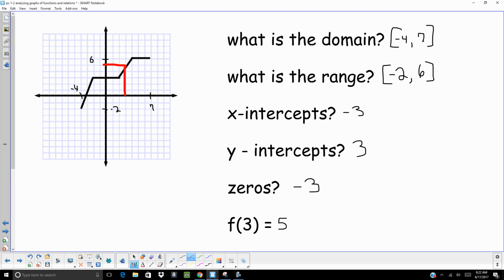All right, the domain on this is from -4 to 7, and there's no open dot. It includes everything there. The range is from -2 to 6. My lowest y value is -2. My highest y value is +6. My x-intercept is -3. My y-intercept is +3. My 0 is -3, and f of 3 is 5. So when x is 3, y is 5.